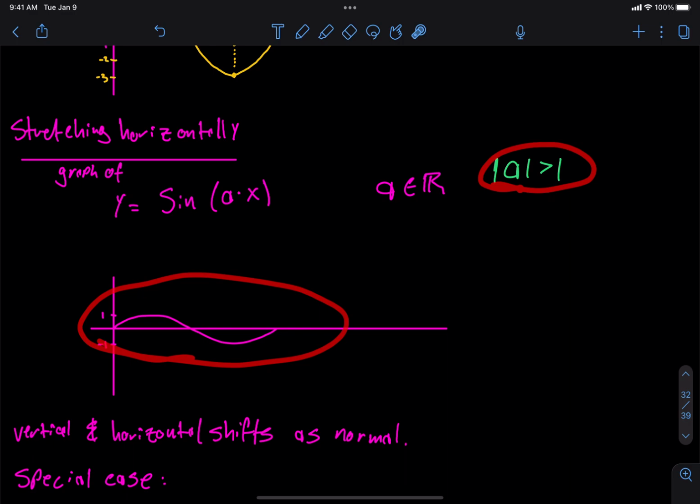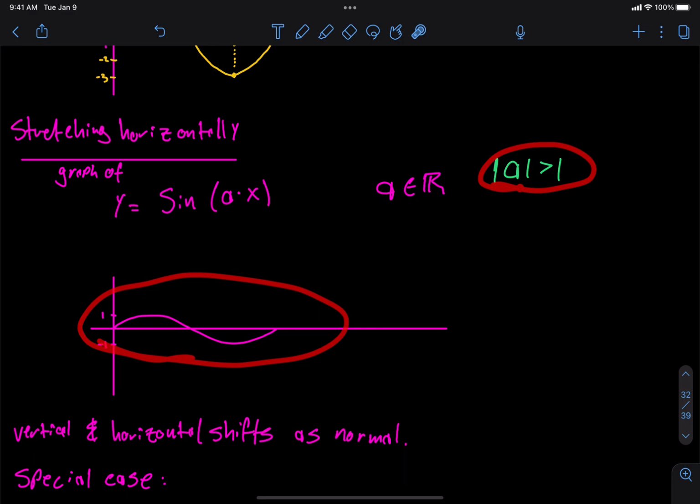So what kind of phenomenon am I going to see on the graph? How is it going to be changed if I multiply on the inside by a number which is larger than 1 in absolute value? Yeah, it's going to be a horizontal shrink.